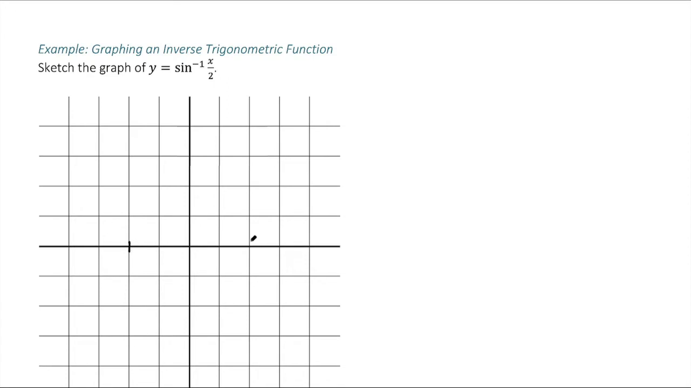I'm going to do -1 to 1, and it has a range of -π/2 to +π/2. So we'll do here -π/2 to +π/2. Okay, and it looks kind of like this.